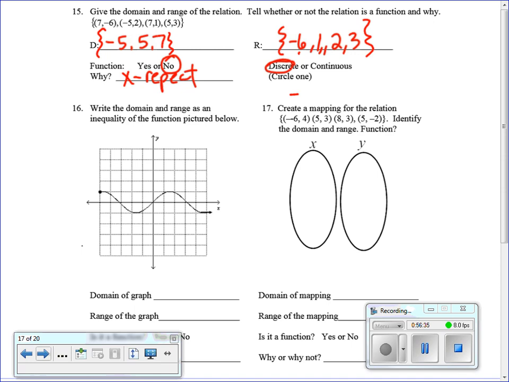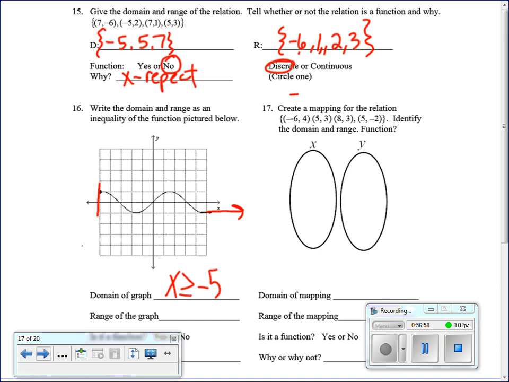So our domain starts here and continues on forever. So we know that our domain starts at -5, and it's any value that is greater than or equal to that. So our domain for this graph would be x is greater than or equal to -5.